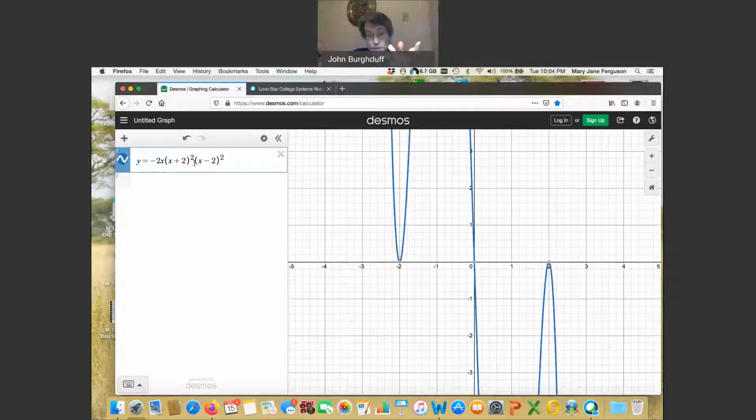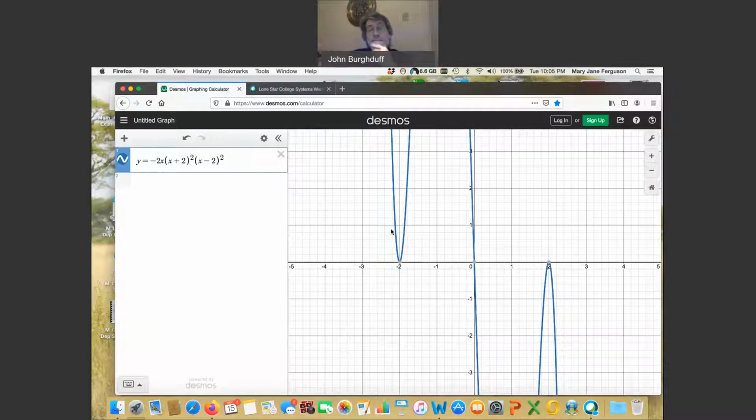to the multiplicity. This one is raised to an even power. That would correspond to the x-intercept at -2. So because the exponent is even, the graph will touch that x-intercept like a parabola. The same will happen at +2. It'll touch the graph like a parabola.